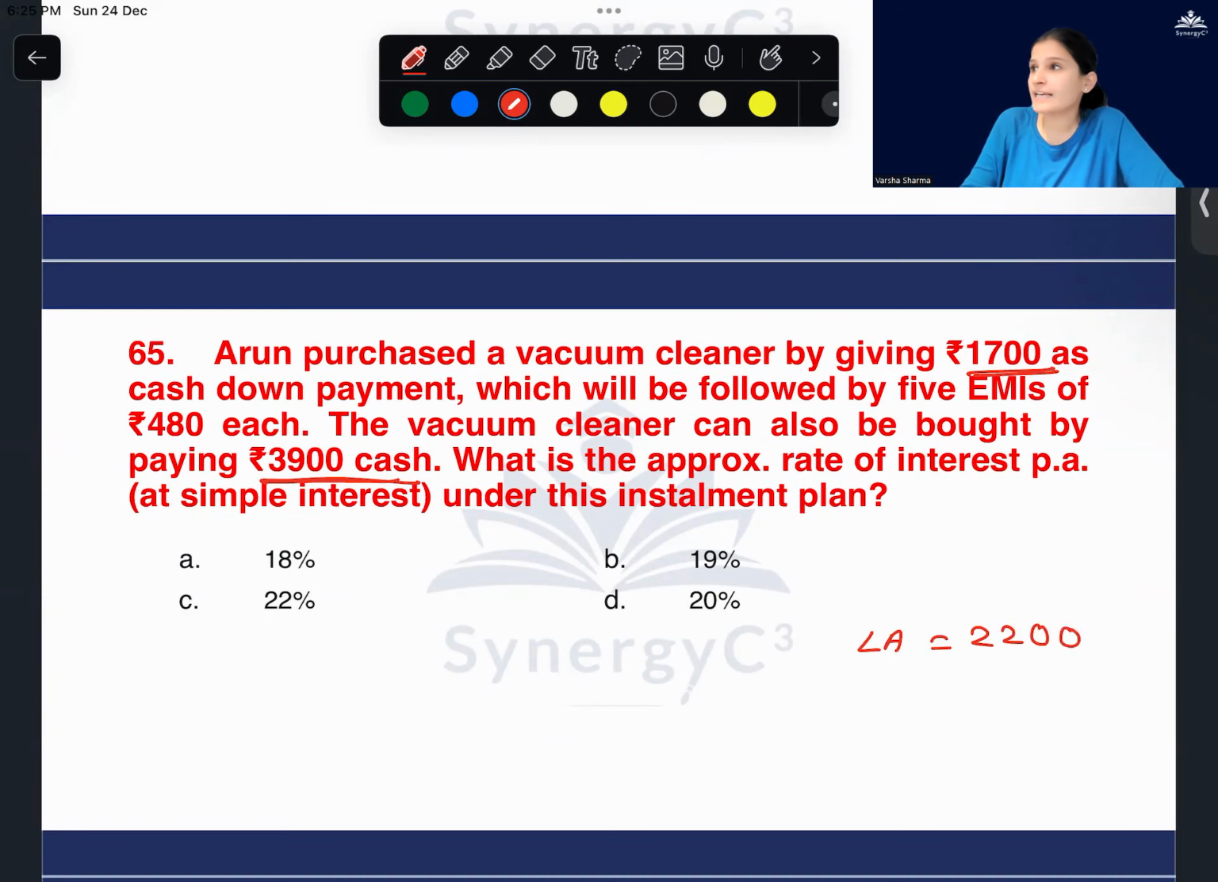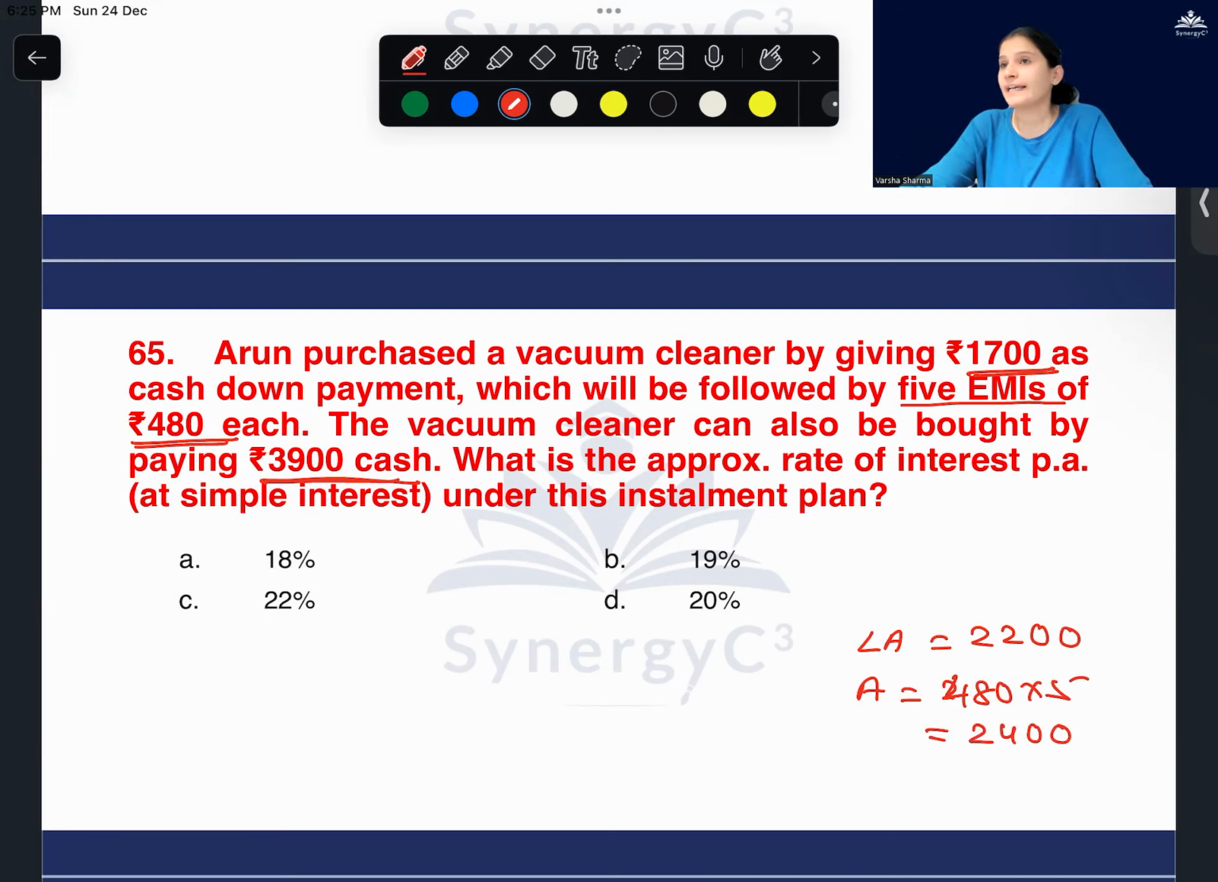Yes? So I'm making 5 EMI. That means 5 monthly installments of how many rupees? 480. That means I'm returning how much? My amount is 480 in 5 installments. That is I'm returning 2,400 in return to the loan amount of 2,200. That means I'm paying an interest of how much? 200 rupees under simple interest.